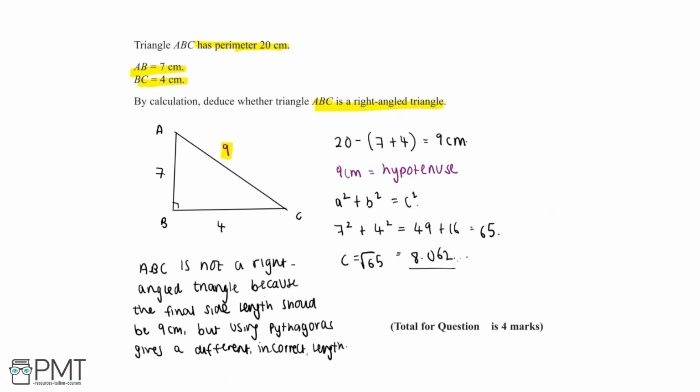Now this question is worth 4 marks, so let's take a look at where these marks are allocated. The first mark is for deriving that AC is equal to 9 centimeters and identifying this as the hypotenuse because it's the longest side.